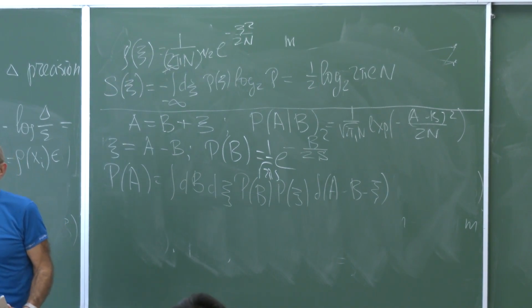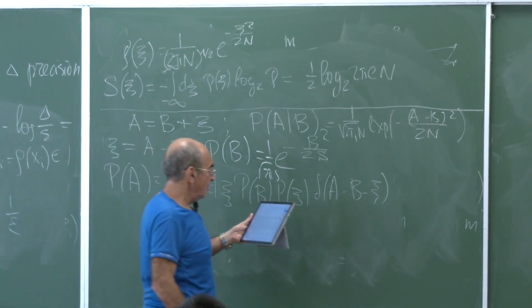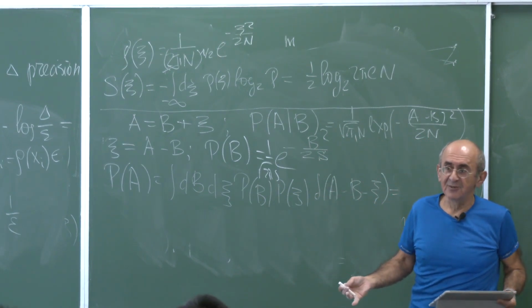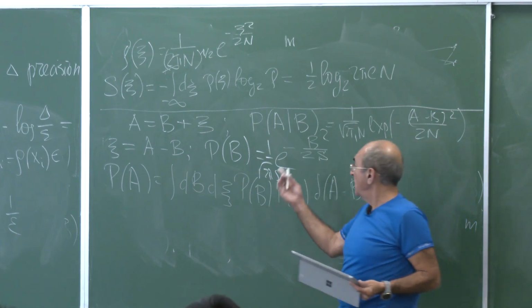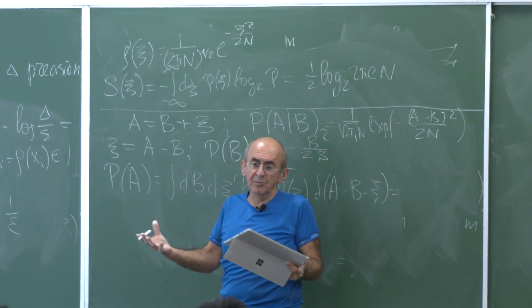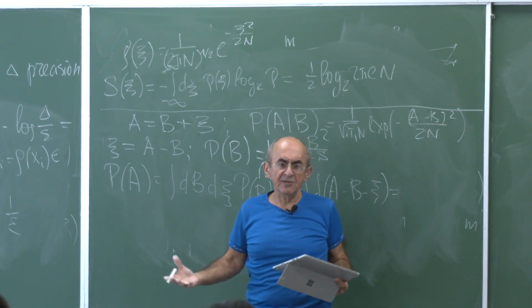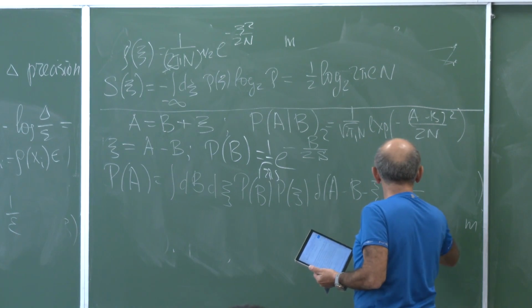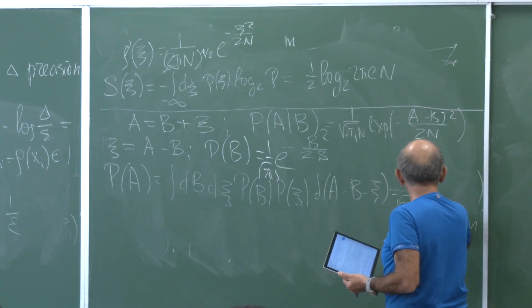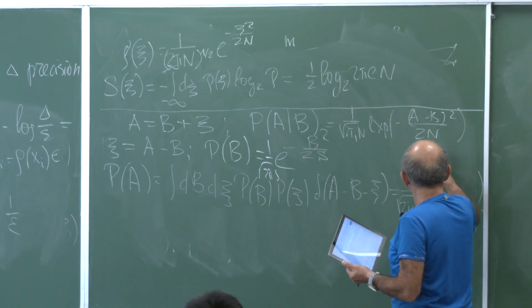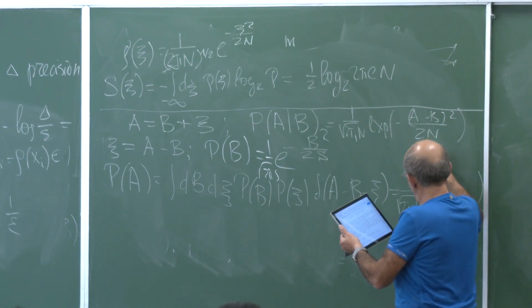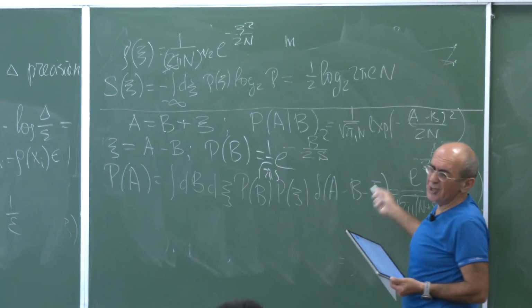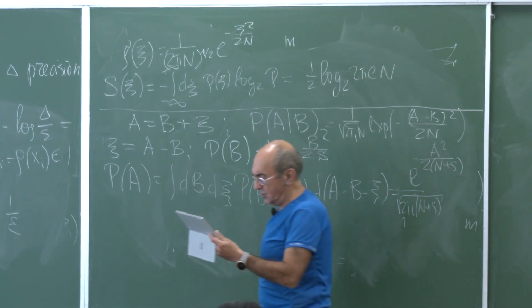And I spare you the Gaussian integration and write you the answer, which, non-surprisingly, is a distribution with variance n plus s. Because they are independent signals with mean 0, their variances just add to each other, and you get 1 over the square root of 2 pi (n plus s), exponent minus A squared over 2(n plus s). But you can check it, all such things.